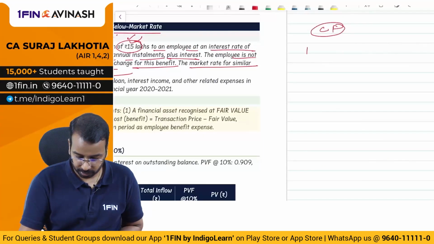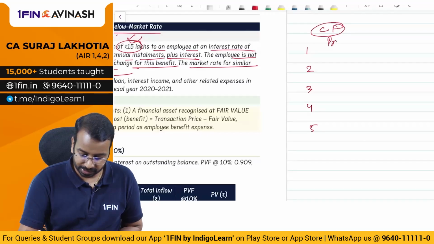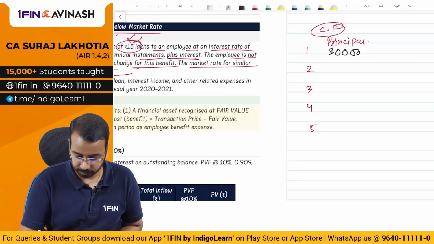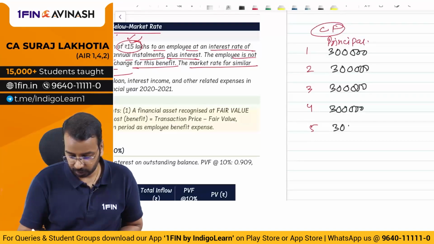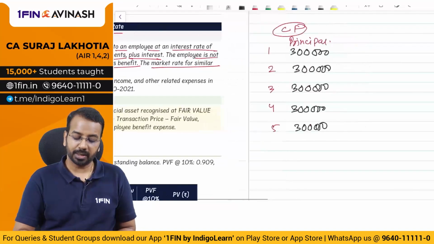So, if you take year 1, 2, 3, 4, 5, the employee will pay principal at the end of the first year, how much? 3 lakhs. Second year also 3 lakhs. Third year also 3 lakhs. Fourth year also 3 lakhs. Fifth year also 3 lakhs. Okay.